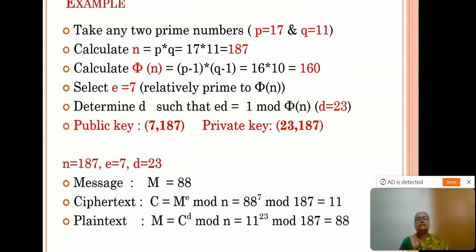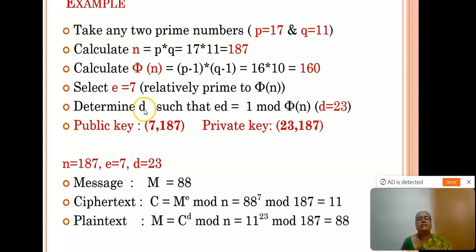Okay, here is an example. Take two prime numbers, 17 and 11: 17 as P and 11 as Q. From that, you calculate the value of N. N is equal to P into Q, that is 187. And you have to calculate the value of phi of N. Phi of N is equal to P minus 1 into Q minus 1, that is 16 into 10, that is 160. Now, you have to choose a value E which is less than phi of N, that is 160, and mostly you can choose it as a prime number. So here, we select the value of E as 7.